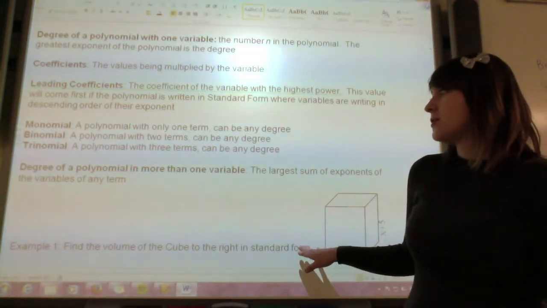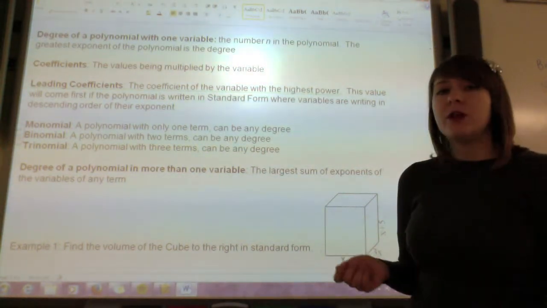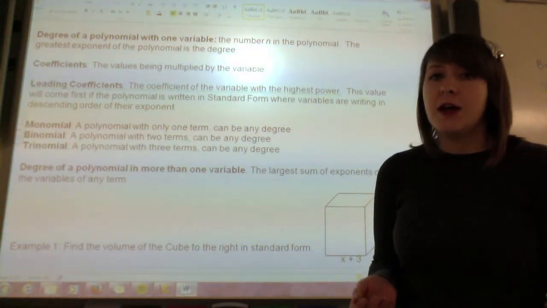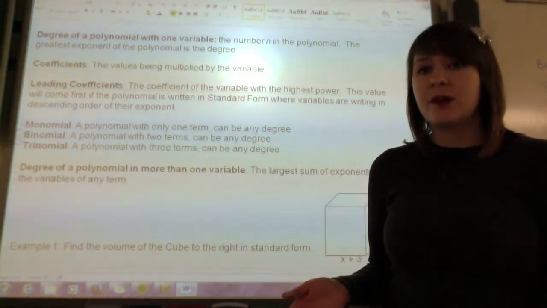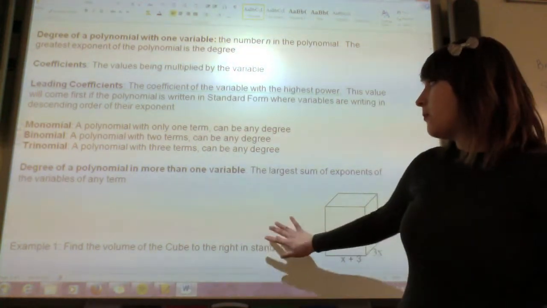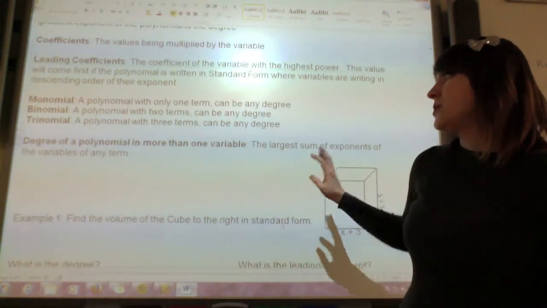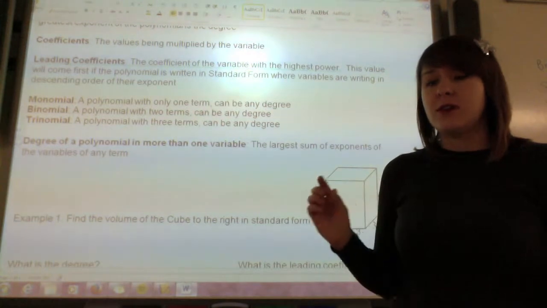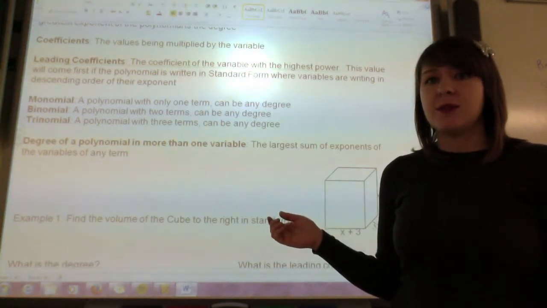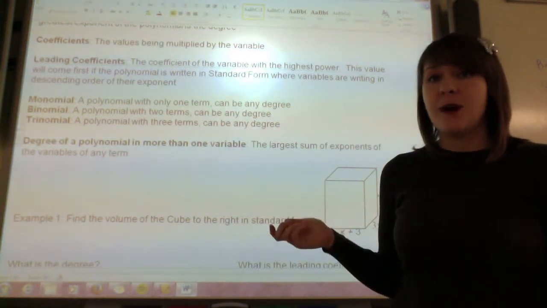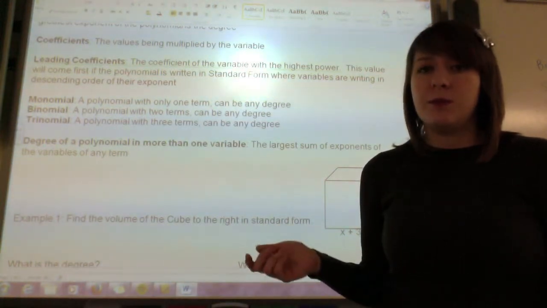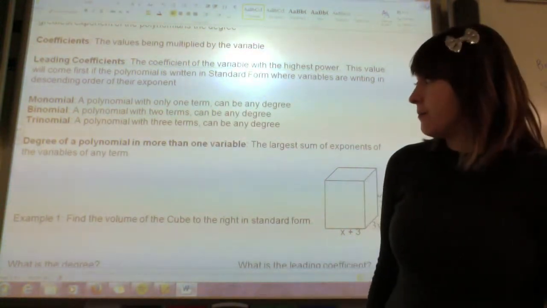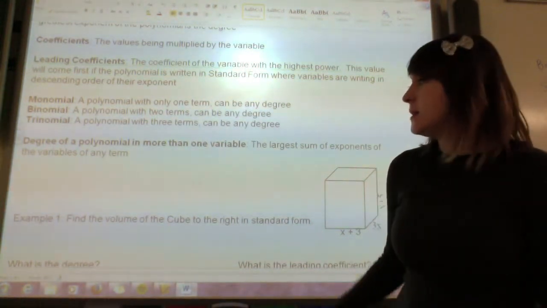You can also have a degree of a polynomial with more than one variable. So let's say you've got x's and y's for your variables. Well, when it's in more than one variable, you just add the exponents together, and the term with the highest sum of the exponents would be the degree of your polynomial. So let's do some examples.